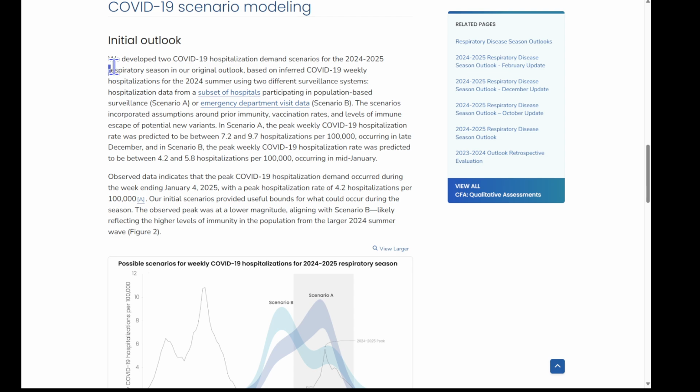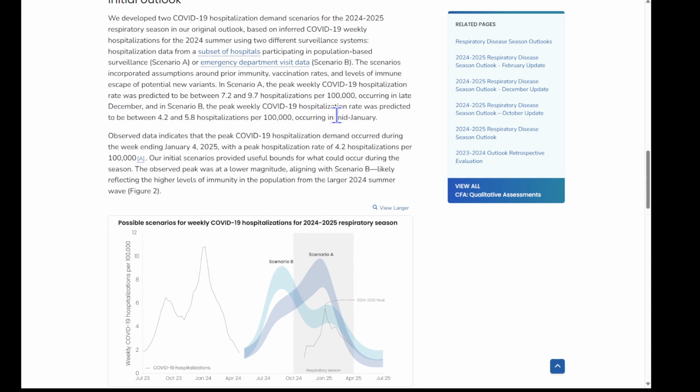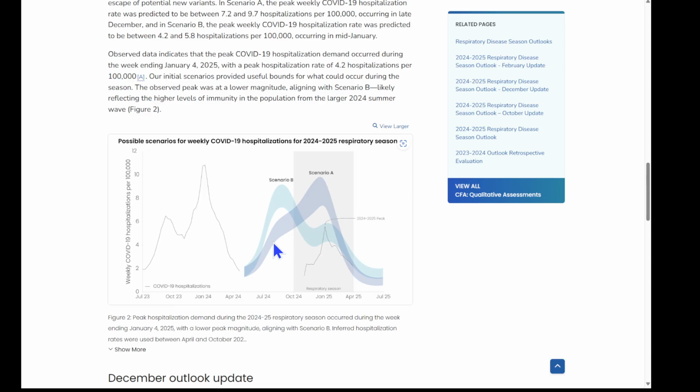So the COVID-19 scenario, they have this here. So they had two scenarios, scenario A and scenario B. Scenario A, peak COVID-19 hospitalization rate was 7.2 and 9.7 per 100,000. This scenario was that you didn't have a super large summer wave. So this was similar to 2023, 2024, where you have a summer wave that's not very large, but it helps segue into the winter wave where you have a divergent variant that comes along, and then you get very high infection rates and hospitalization rates, right? Not very high hospitalization rates like flu, because COVID-19 circulation throughout the population is much more rampant than flu, so the immune landscape is very different. But that was one possible scenario.